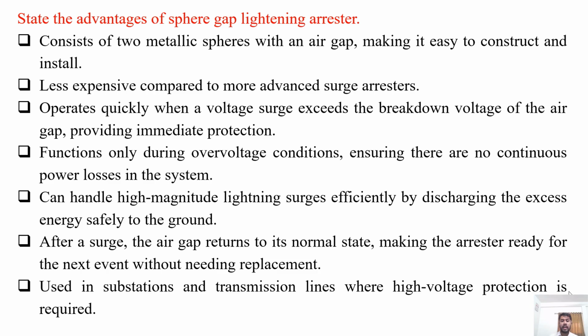After a surge, the air gap returns to its normal state, making the arrestor ready for the next event without needing replacement. Used in substations and transmission lines where high voltage protection is required, it is meant for high voltage overvoltage surges only. So these are some advantages of sphere gap lightning arrestor.